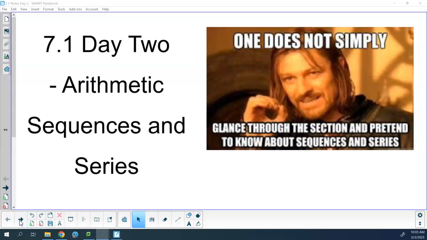We talked about arithmetic sequences, and we talked about sequences in general and all that fun stuff. Today we're going to talk about arithmetic series. I kind of alluded to what that was yesterday, but we'll dive more into it today. Then Monday, we're going to talk applications, and we're going to take a formative on Monday. So, good stuff.